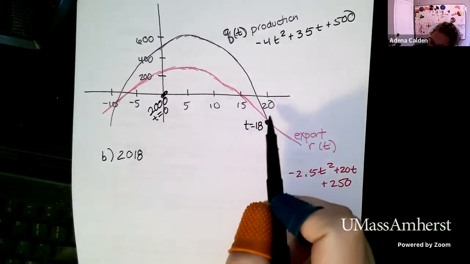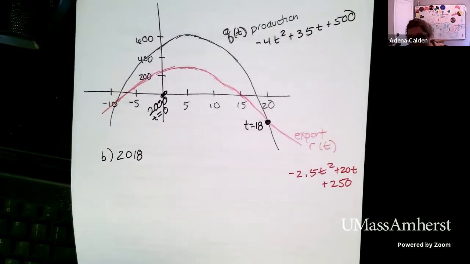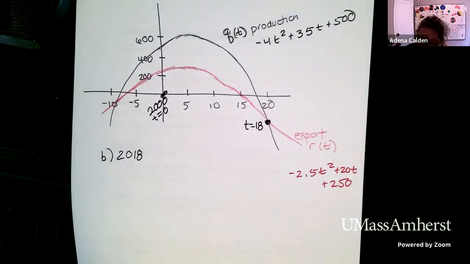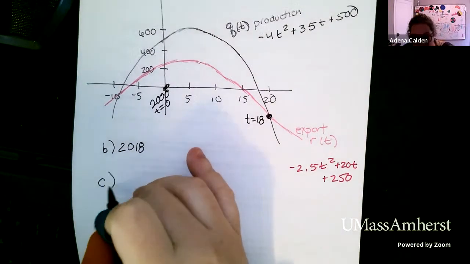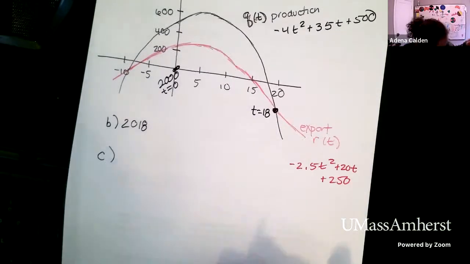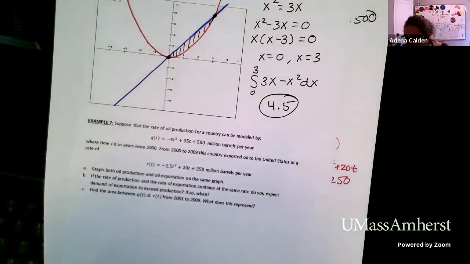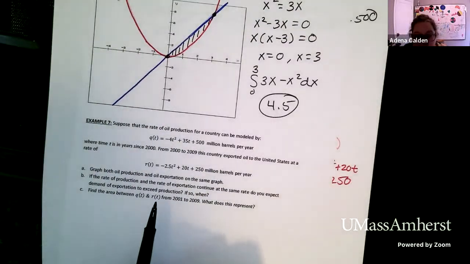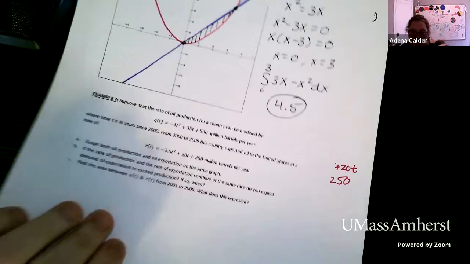Okay, so we're looking for this intersection point because that's when the other function is higher in terms of rate of change. Now for part C, what are we looking at here? Part C, we were asked to consider... where is part C? Oh, part C is right here. Part C, we're asked to consider the area between Q of T and R of T from 2001 to 2009. And we're asked, what does this represent?